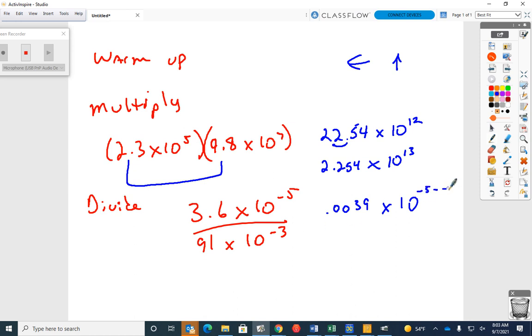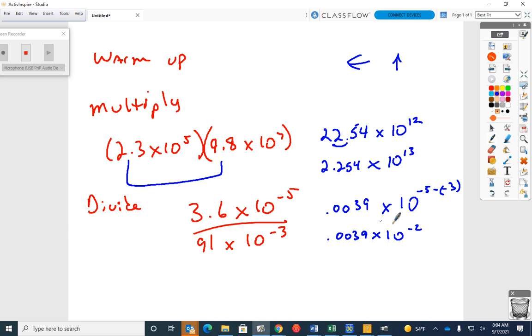So this is times 10, negative 5, minus negative 3. What do I need to keep in mind if I'm subtracting? Copy, add the opposite. So this is negative 5 plus 3. So I have 0.0039 times 10 to the negative second power. But I'm still not done. Why? Because my decimal is not in scientific notation.